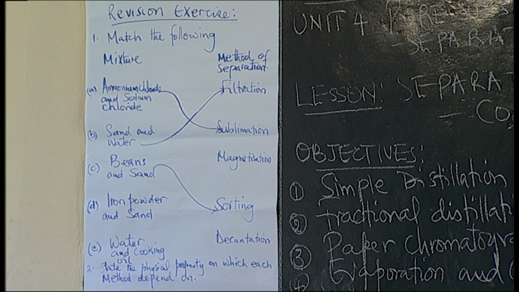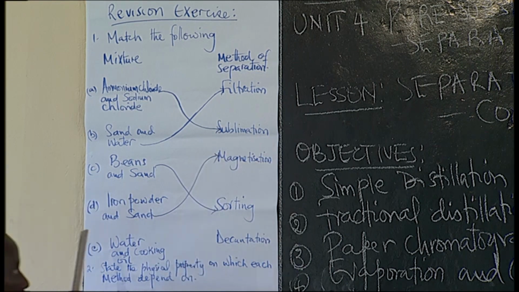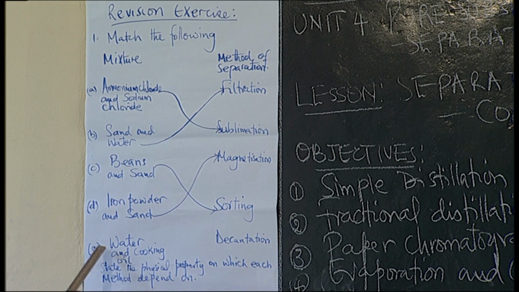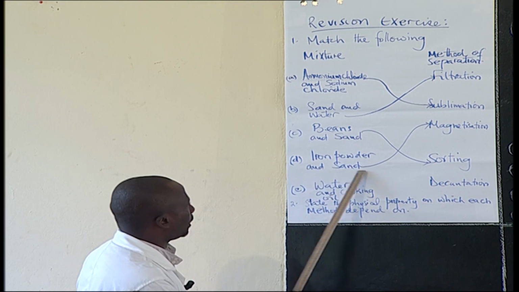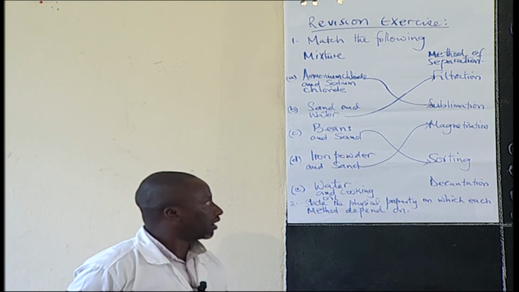Let's go to the iron powder and the sand. Iron is a metal, but it is in powder form, and then the sand. This will be magnetization, because the iron powder, being a metal, attracts the magnet, and the sand doesn't. So when you use a magnet, it will pick out the iron powder.